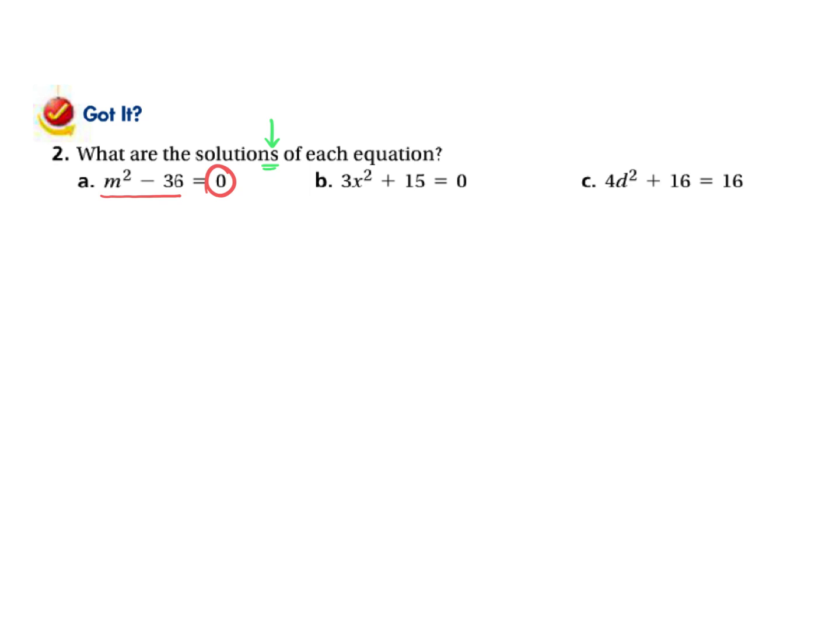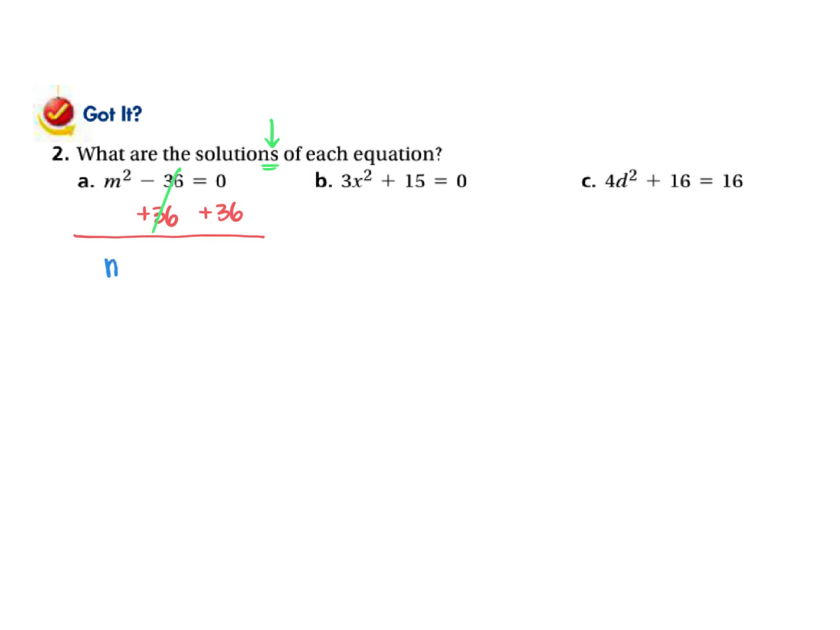Is my equation equal to 0? And if it's not, you need to make it equal to 0 first. So since this one is equal to 0, then we can show our work by adding 36 to both sides. And you always want to show what you're doing clearly to the person who's grading your homework. Either they're correcting your homework or your quiz or your test. You always want to show your work.